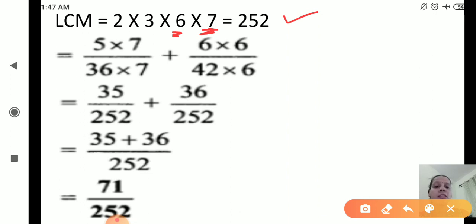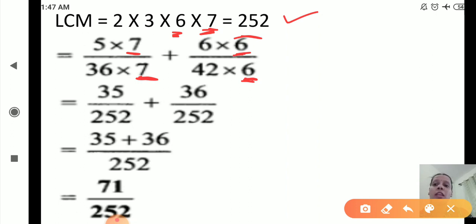36 multiplied by 7. Now 42. 42 multiplied by 6. What is the answer? Correct, 252. So now 36 multiplied by 7 is 252 and 42 multiplied by 6 is 252. So for numerator and denominator, both, you will multiply by that number. As you are multiplying the denominator here by 7, the numerator also you will multiply with 7. Here you are multiplying by 6, the numerator also you will multiply with 6.